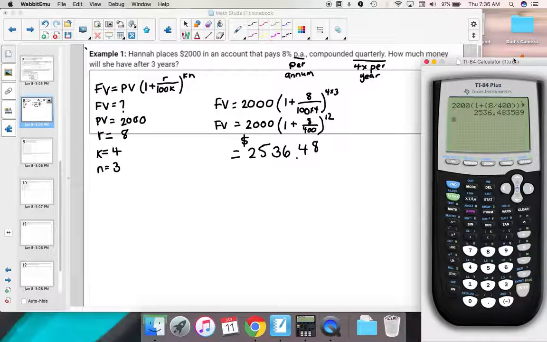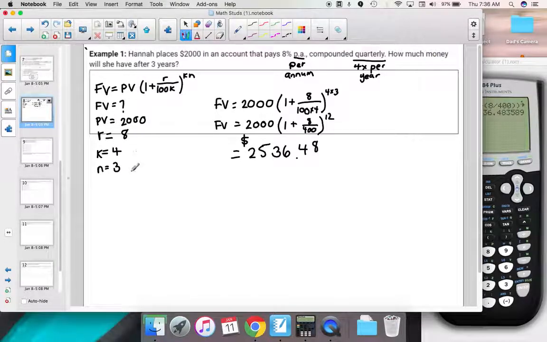So that's how much money is going to be in her account, providing she doesn't take any out or put any in, after 3 years of collecting interest. Sometimes questions will ask, how much interest has she earned?